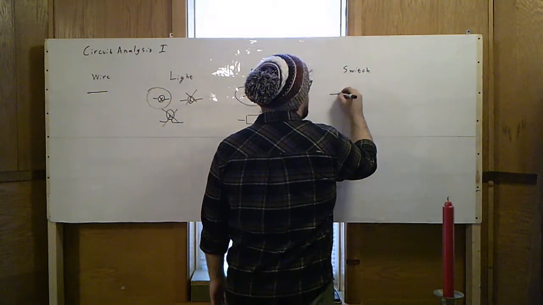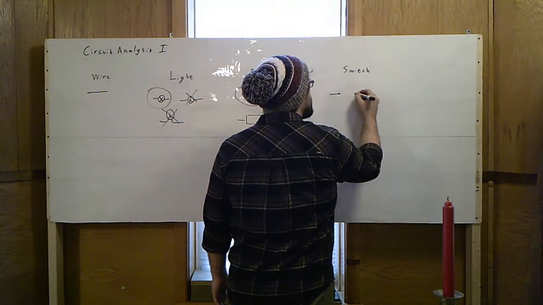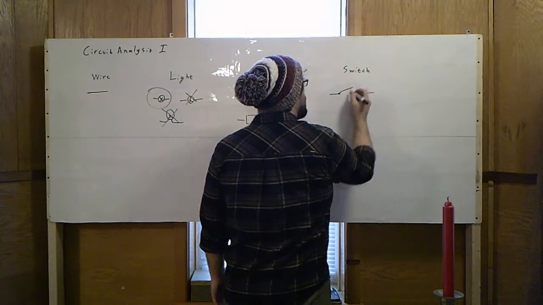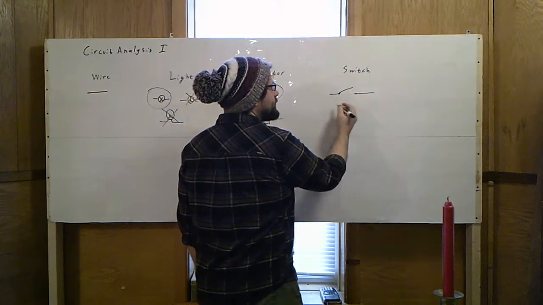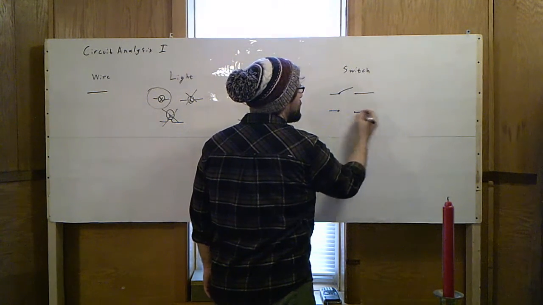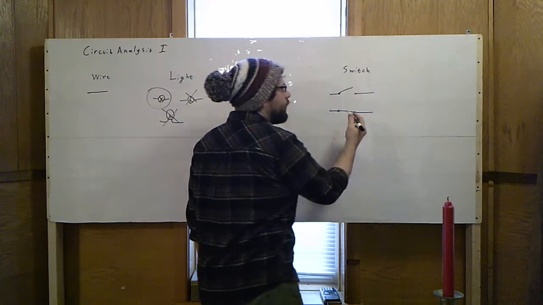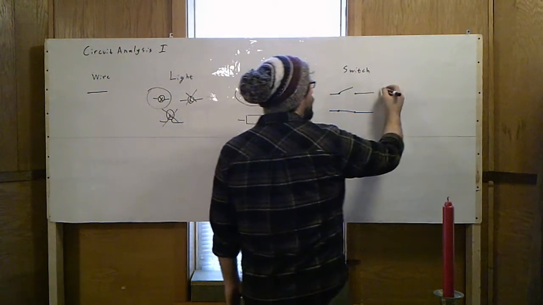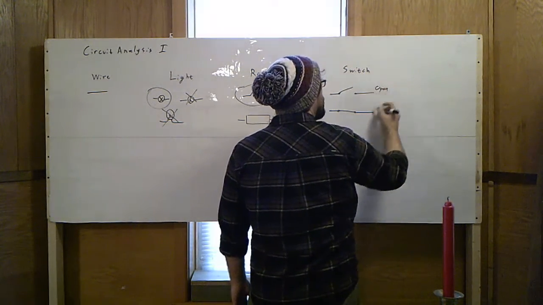A switch is drawn with two little dots like this, and a line up like this when it's open. The same two dots, but the line drawn between them when it's closed. So this means open, and this means closed.